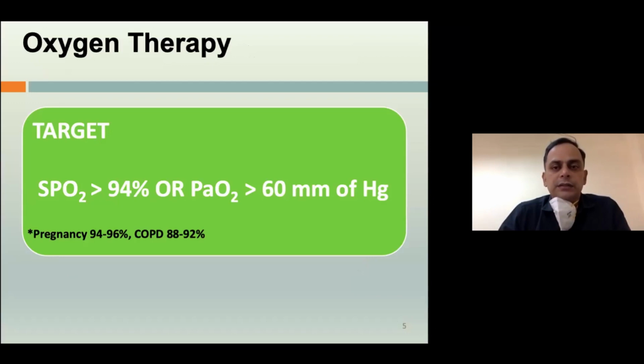The target in oxygen therapy is to keep saturation above 94% and, on ABG, the PaO2 above 60 millimeters of mercury. In specific populations, like a pregnant patient, the target goes a bit higher, from 94 to 96%. If the person has a history of COPD, then the target is lower, from 88 to 92%. So we have to individualize according to the patient's requirement.